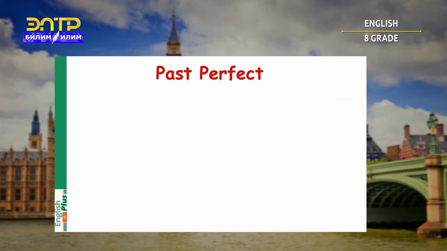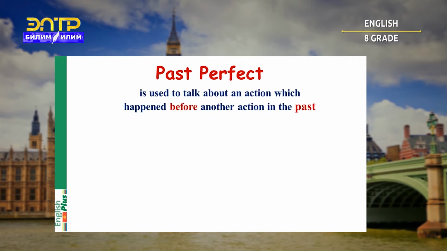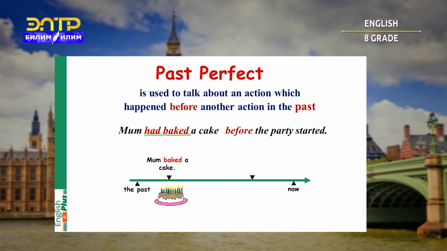Now let's look at past perfect tense in detail. Past perfect is used to talk about an action which happened before another action in the past. Let's look at the example. Mom had baked a cake before the party started. Let's look at the timeline. Mom baked a cake first, and only then the party started. So, to show that Mom baked a cake earlier than the party started, we should put this verb into past perfect form.